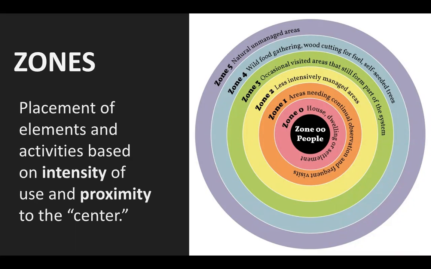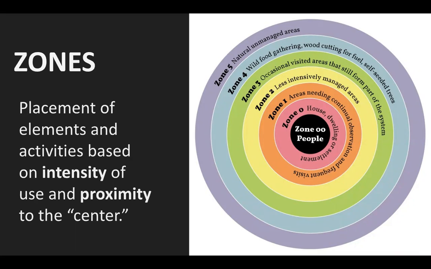Moving out to zone 3, this is sometimes called the farm zone. So you might manage it a few times a week to a couple times per month. Maybe larger standard fruit trees, staple crops, maybe pasture for larger animals like goats or horses, sheep, cows.